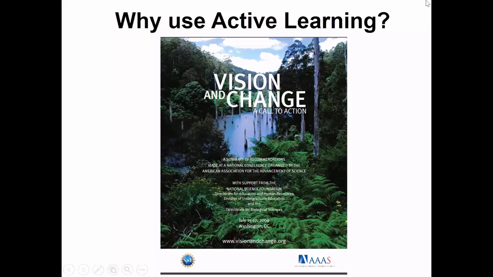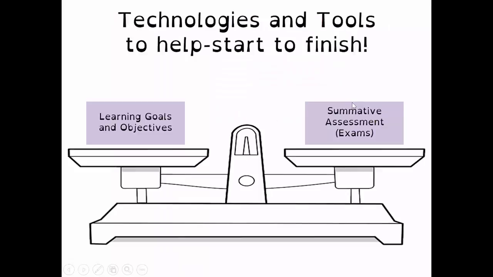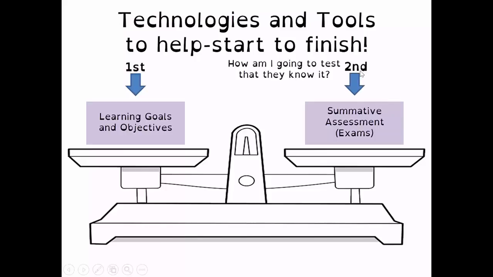So when you're designing your class or your lecture, you first want to decide what kind of learning goals and objectives that you want to do, even if you're just designing one lecture or you're designing a whole course. And then you want to see what kind of summative assessment you need, or your exam. So the first thing you're going to do is what you want them to learn, and then how you're going to test that they know it.